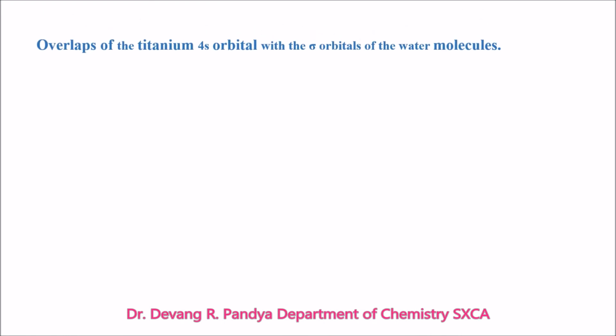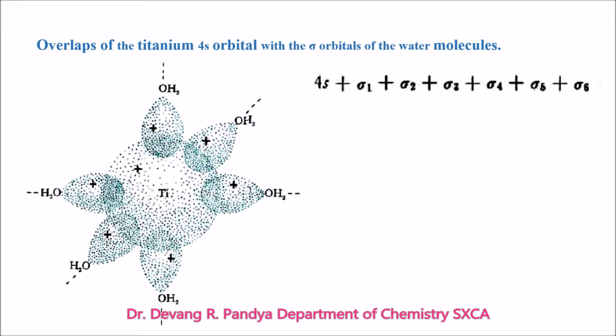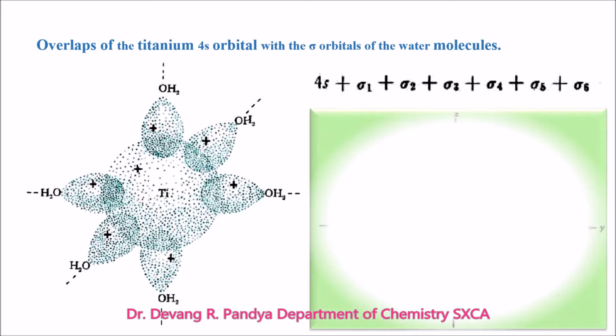Overlap of the titanium 4s orbital with sigma orbital of the water molecules. Here we can see the pictorial arrangement of the 4s orbital. You can see that 4s is spherical in shape and all the 6 ligands approach from 6 directions of the axial side and overlap with the 4s orbital of the central metal ion, and that overlapping results in 6 sigma bonds, sigma 1 plus sigma 2 plus sigma 3 plus sigma 4 plus sigma 5 plus sigma 6.